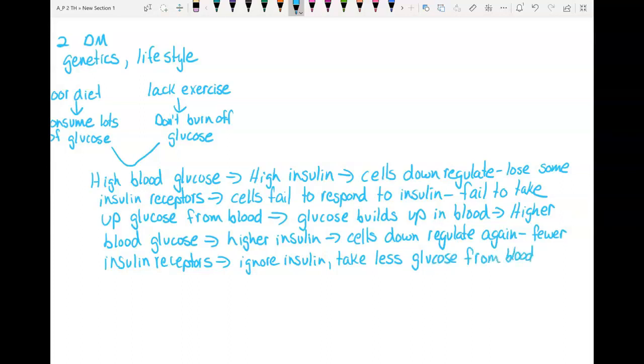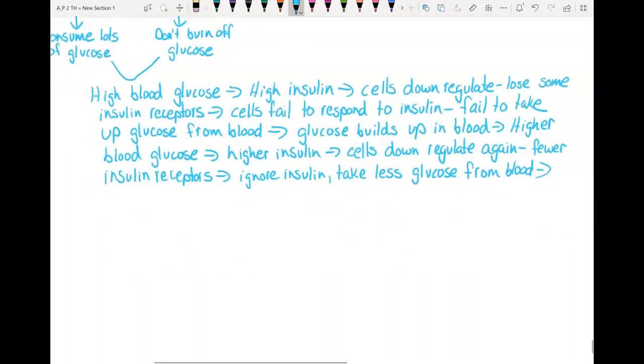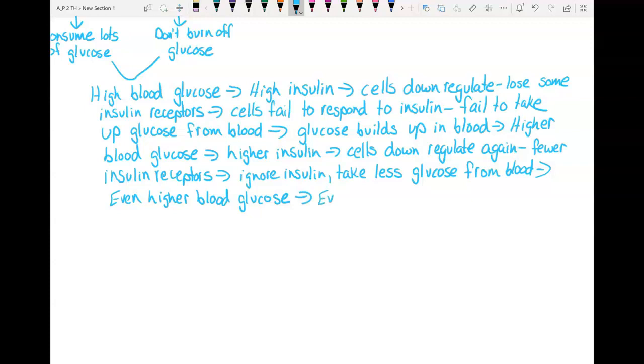Okay, do you see where this is leading? If they're taking even less glucose from the blood, you're going to have even higher blood glucose. And what happens when you have even higher blood glucose? You get even higher insulin. And then what do cells do as insulin gets higher? They lose more receptors. And this cycle just keeps repeating.